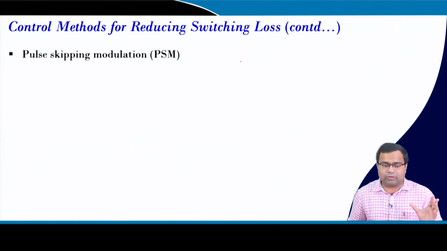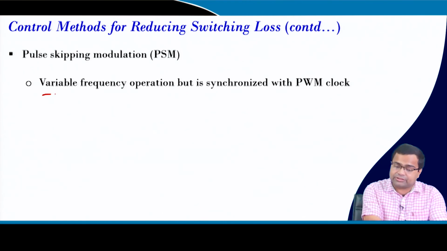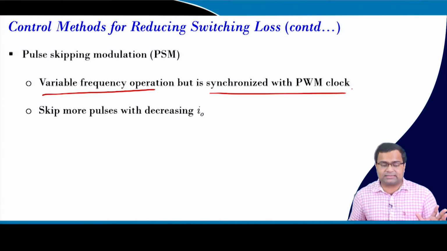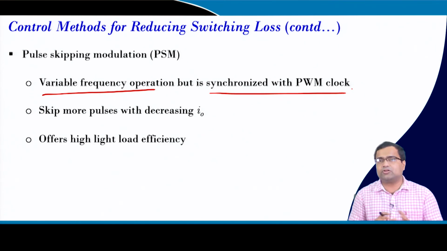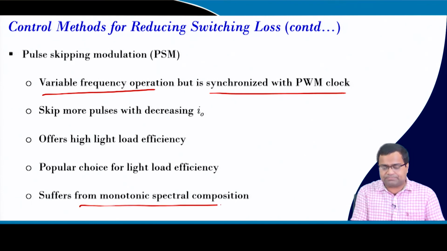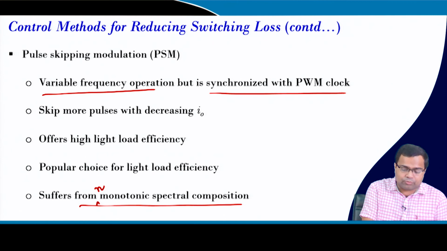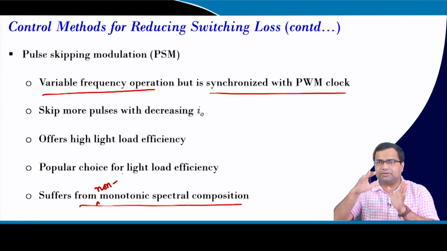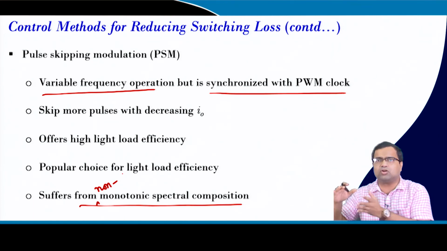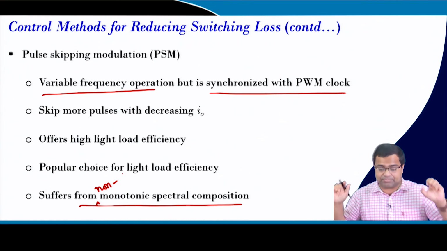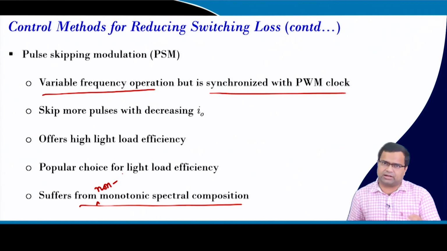Then pulse skipping modulation, it is a variable frequency operation, but it is in synchronism with the PWM clock that we have discussed. Skip pulses increase when the load current decreases, it offers high light load efficiency, it is also a very popular choice, but it suffers from non-monotonic spectral composition, because we saw in the simulation that the periodic behavior was not repeating because of extra charge and skip pulses after a subsequent number of charge and skip pulses, but that can be addressed, there are methods proposed. So, this technique is also very popular.